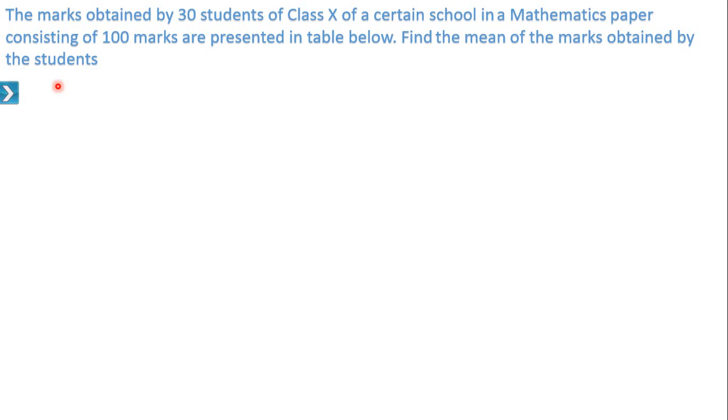The first sum is: the marks obtained by 30 students of class 10 of a certain school in a mathematics paper consisting of 100 marks are presented in the table below. Find the mean of the marks obtained by the students.